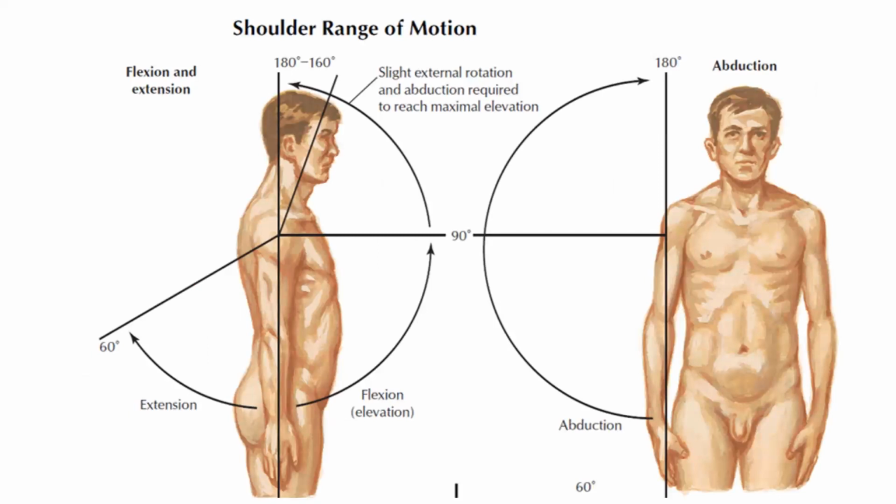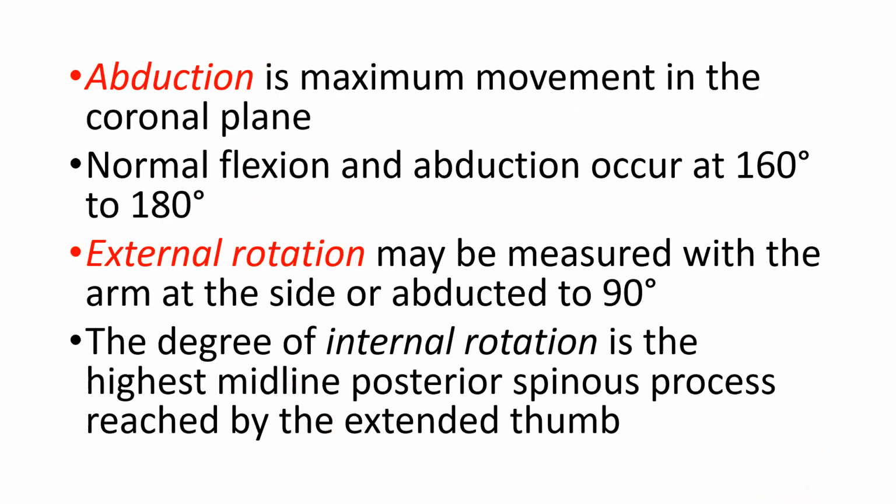This is testing the shoulder range of motion, flexion and abduction. This is how we do them. Abduction is maximum movement in the coronal plane. Normal flexion and abduction occur at 160 to 180 degrees.